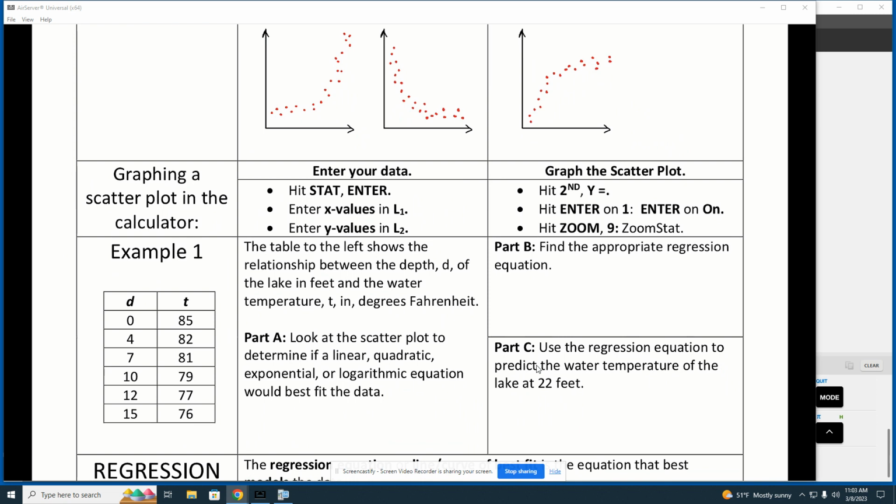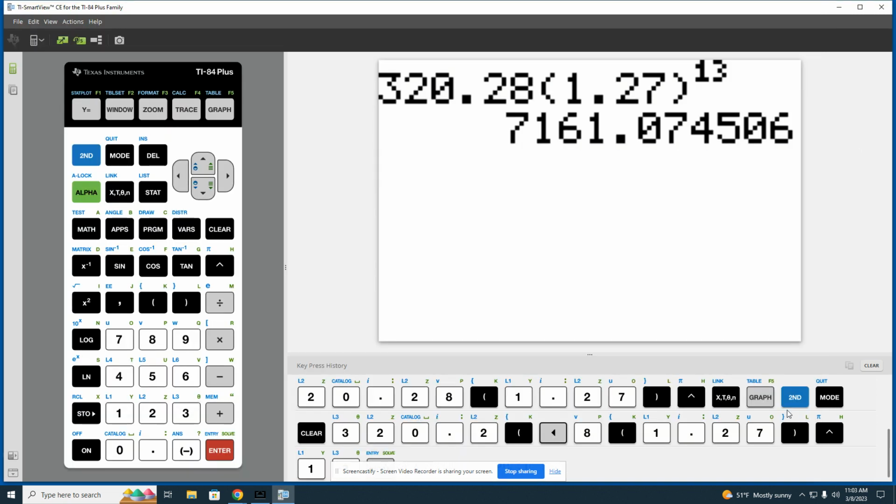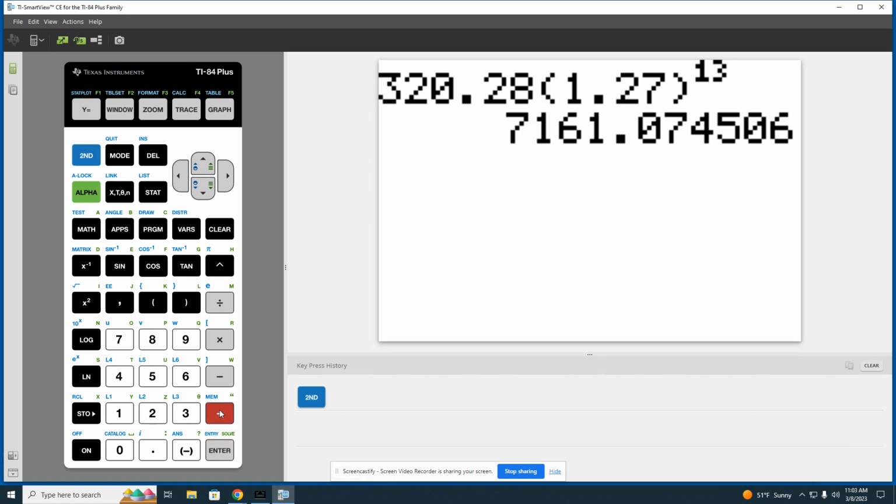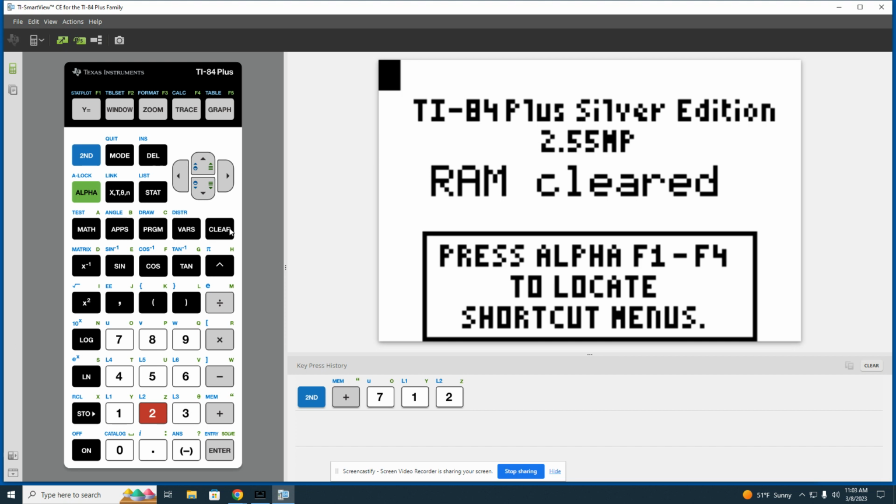The first thing I would expect you to do is to reset your calculator, because somebody could have made an absolute mess of it right before you. So we're going to reset. Second plus 7, 1, 2.